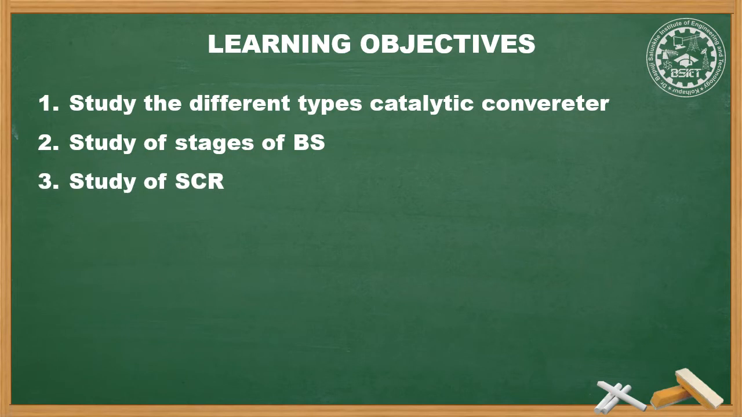Third, study of SCR. SCR is another type of catalytic converter that is used to reduce the emission from the vehicle. It is called selective catalytic reduction or reductor. And last is study of ECU. ECU is nothing but engine control unit or electronic control unit. It is also known as the CPU of a vehicle. ECU is important in modern vehicles as all the vehicles run on the output signal from the ECU.